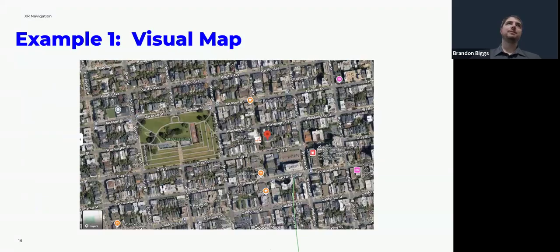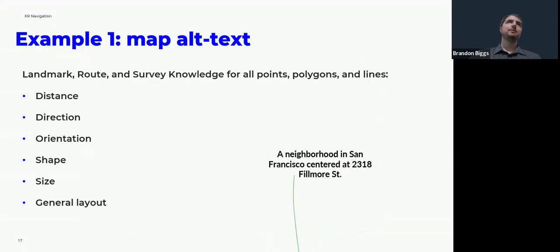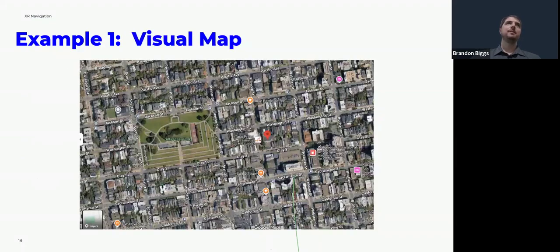First, we've got the short text description: this is an address of 2318 Fillmore Street. This is a map of 2318 Fillmore Street in San Francisco. And sorry, this is the visual map of what that text would be. So we've got the alt text here that would be provided to the user. But as you can tell, the visual map has a lot more information than is provided in this text representation.